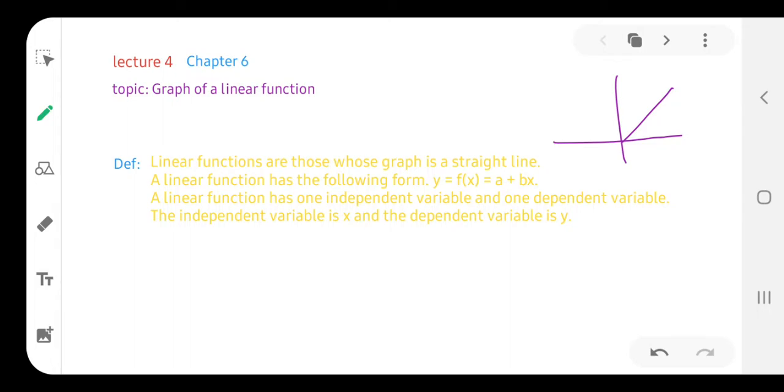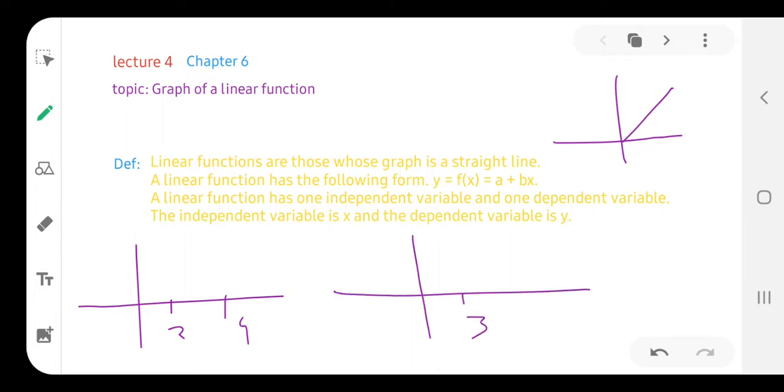A linear function has one independent variable and one dependent variable. The independent variable is x and the dependent variable is y, which means that we are going to choose the values of x, and by putting these values of x, we will get the value of y. For example, we have a graph here, so we can choose the scale of 2 centimeters to represent 1 unit, or we can choose the scale of 3 centimeters to represent 1 unit. It is our choice in linear functions.